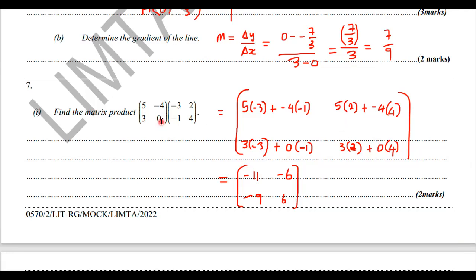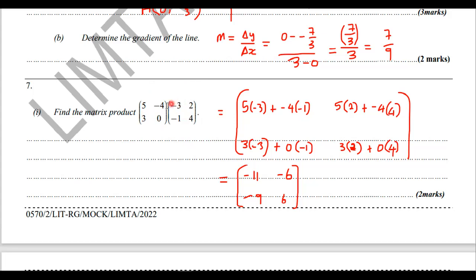Now, question 7 reads, find the product of these matrices. To find the product of the matrices, first of all, they must be compatible. Somebody asks, why is it compatible? Because the number of columns of the first matrix equals the number of rows of the second matrix. If they are not equal, then multiplication is not possible. I repeat, because the number of columns of the first matrix equals the number of rows of the second matrix.